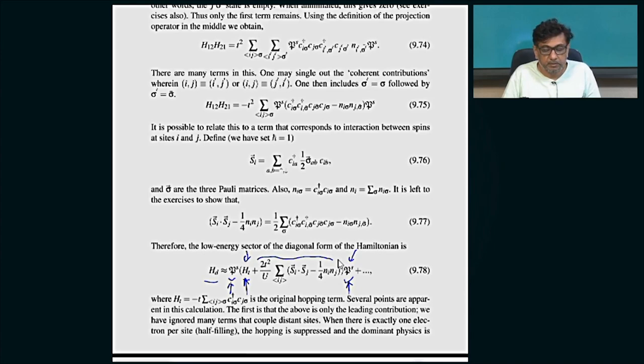So, this is an example of a kind of magnetism, and in particular it is anti-ferromagnetism, because U is positive and large and t squared is positive. This is saying that energy is lowered if the neighboring spins are anti-parallel, that means one up, one down. So, this corresponds to a model of anti-ferromagnetism.